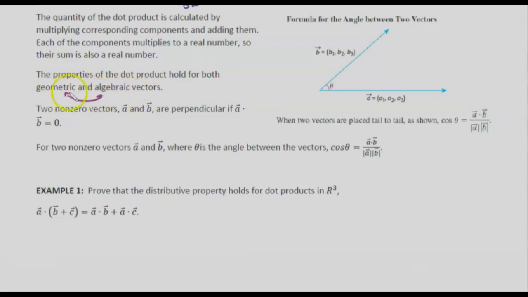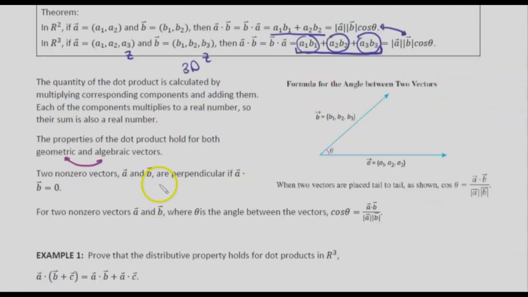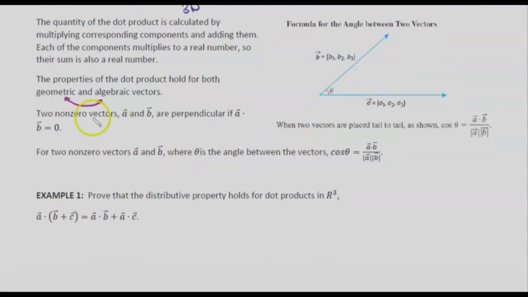We see this because today's lesson, which is on algebraic vectors, is very similar to our lesson on geometric vectors. Okay, same properties hold. And two non-zero vectors, A and B, are perpendicular if A dot B equals 0. Okay, again, that's cos 90, that's going to equal 0. So therefore, magnitude of vector A times magnitude of vector B times essentially 0 is also going to equal 0.